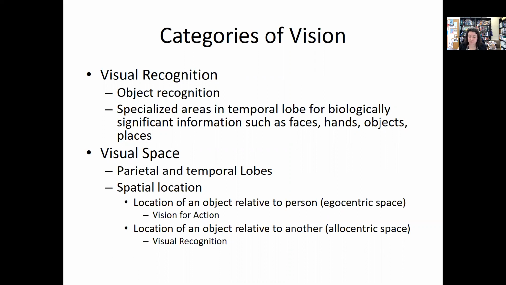And then also visual space. This tells you about your spatial location. It could be looking at an object relative to a person. This is called egocentric space, and this is going to be tied to that vision for action system that we talked about. Or it can be looking at objects as they relate to each other. And this is allocentric space, and that's the visual recognition system kicking in.